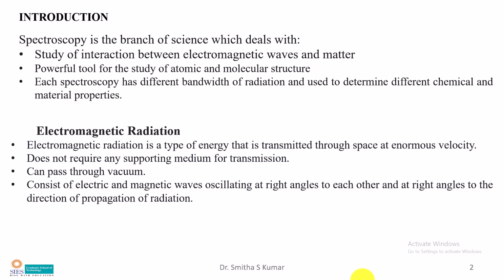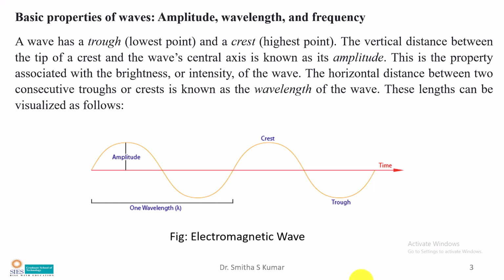So we should have a basic idea of what electromagnetic radiations are. Electromagnetic radiation is a type of energy that is transmitted through space at enormous velocity and does not require any supporting medium for transmission. It can pass through vacuum, and consists of electric and magnetic waves oscillating at right angles to each other and at right angles to the direction of propagation of radiation.